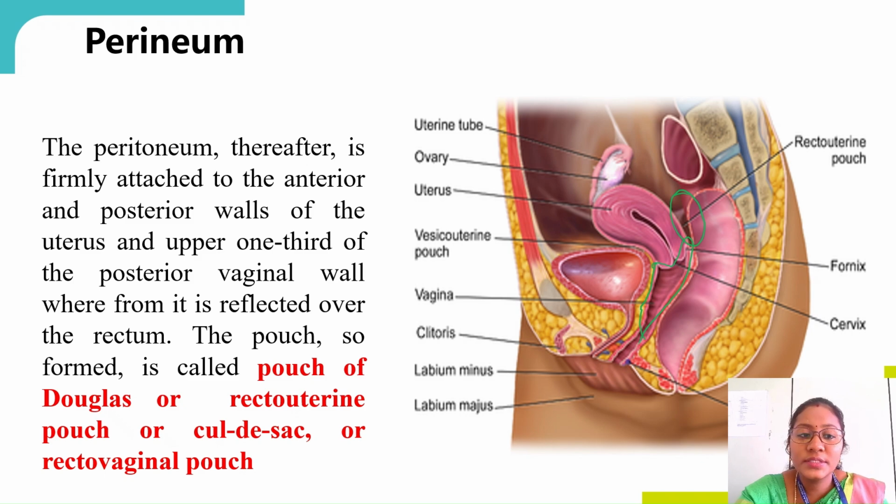In this region, this is the anterior. Anteriorly it is covered by the posterior part of the uterus and the upper 1/3 of the posterior wall. On the posterior side of the recto-uterine pouch, it is reflected over the rectum. Posteriorly it is reflected over the anterior part of the rectum. That is why it is known as the recto-uterine pouch, because it is present posterior to the uterus.